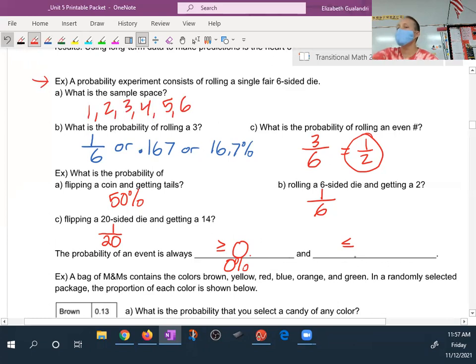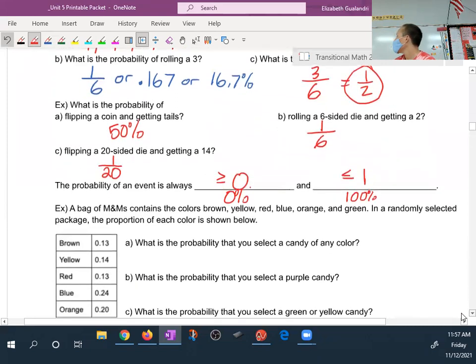If I roll a 6-sided die, yeah, it's 100%. Let's think about this though. I'm going to put the 100% below. What is 100% as a number? A 1. Good. Every probability is going to be greater than or equal to 0 and less than or equal to 1. So essentially between 0 and 100%. That's in general what's happening there.